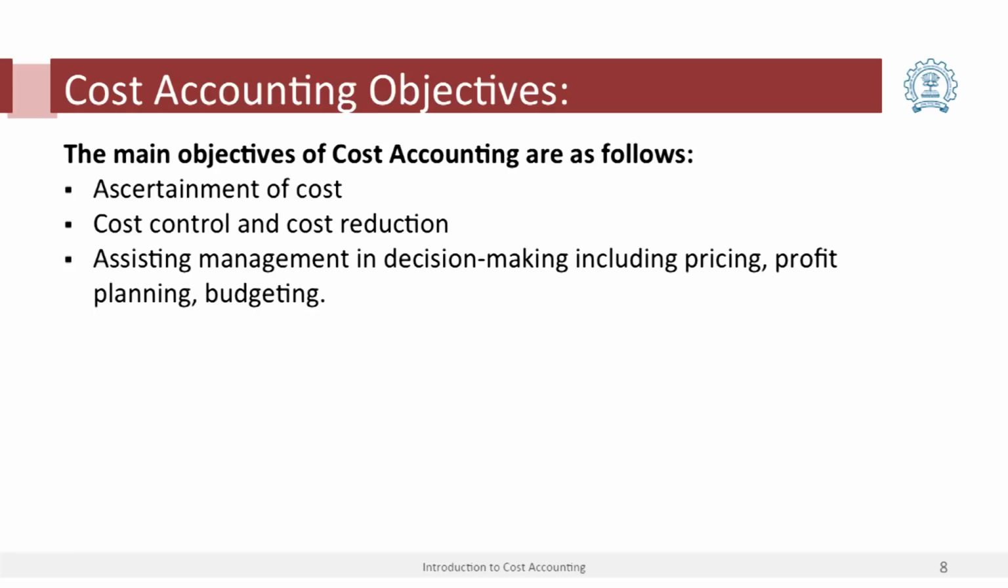The third objective is to assist the management in taking various decisions. As I gave you an example, suppose we have to make a quotation. We calculate the likely cost for a job or for the assignment, add the applicable profit, and it gives you a quotation price. So, it helps us in pricing.